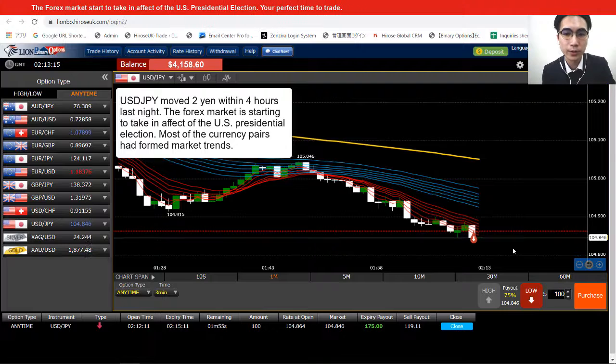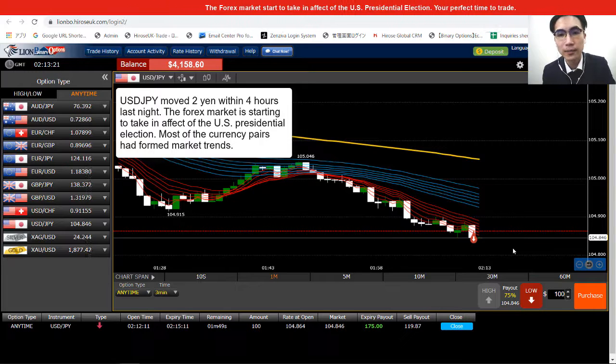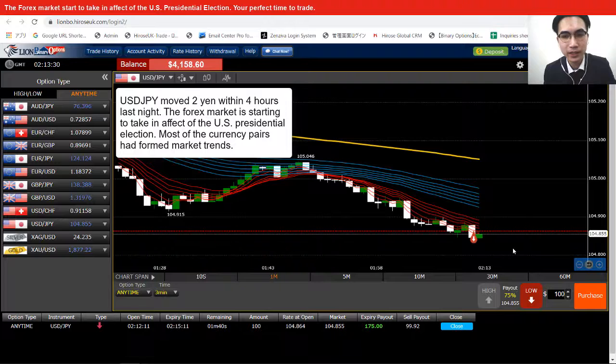So again, as I mentioned just now, the US dollar and Japanese yen actually rose by 200 pips within 4 hours last night. And if I traded one lot at that time, the profit I'd get would be above $1,000. So you see the trend here, the price movement here.